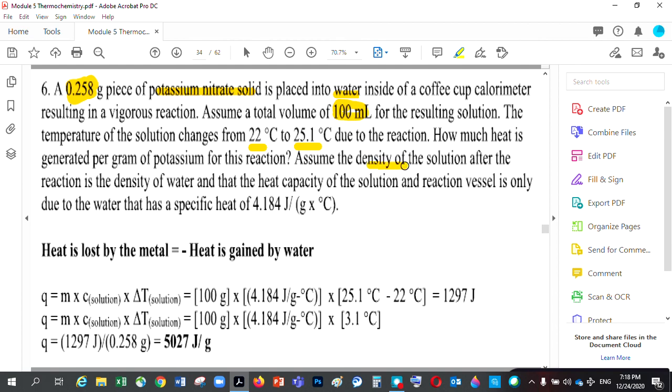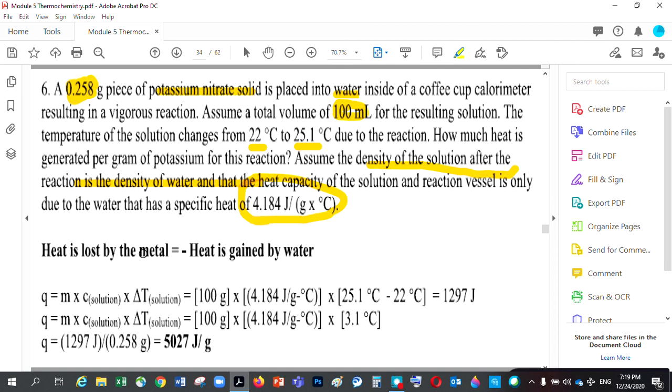Assume the density, as I said, that's my assumption all the time. Because you have a solution and the solvent is H2O, you assume that the solution has the density of H2O. And that's really true because the solid is dissolved and the solution is mostly aqueous and therefore will have the density of H2O. So this is the density of H2O, and the heat capacity of the solution in the reaction is only due to the water. So we assume the solution has the same density of H2O and the same specific heat of H2O.